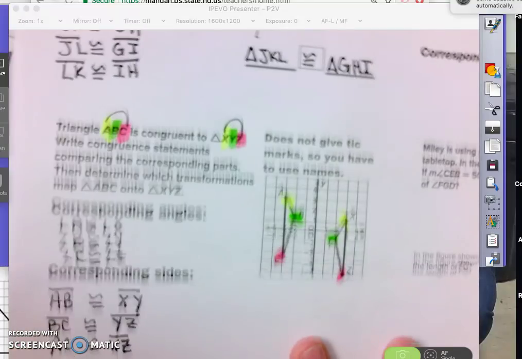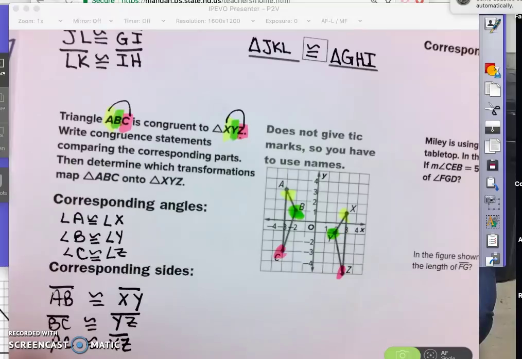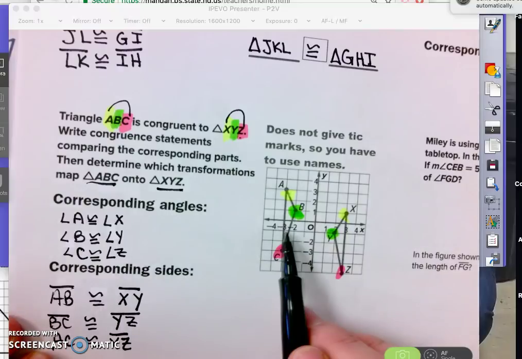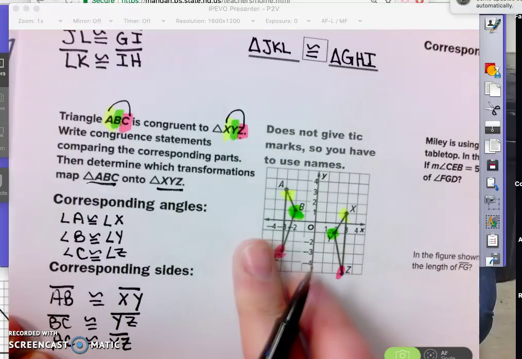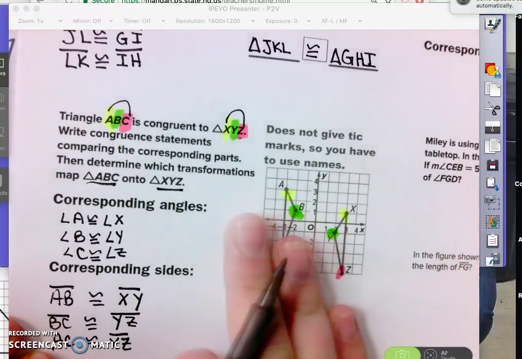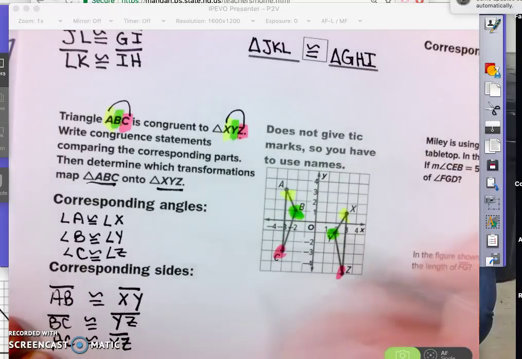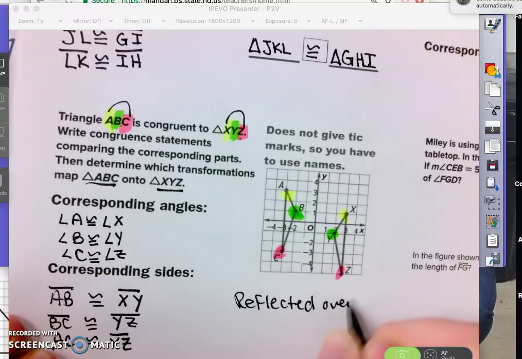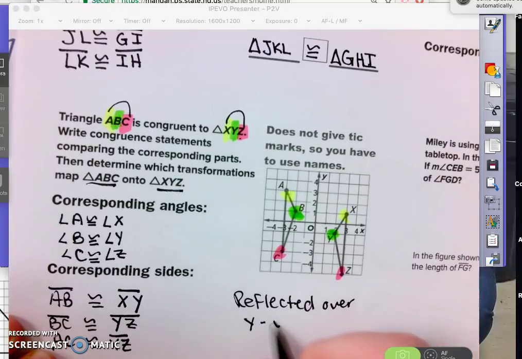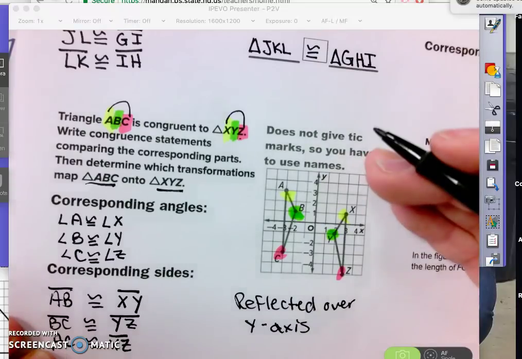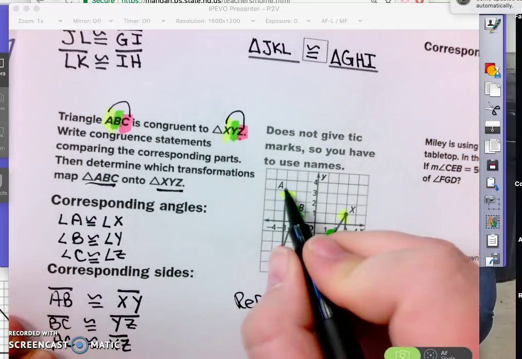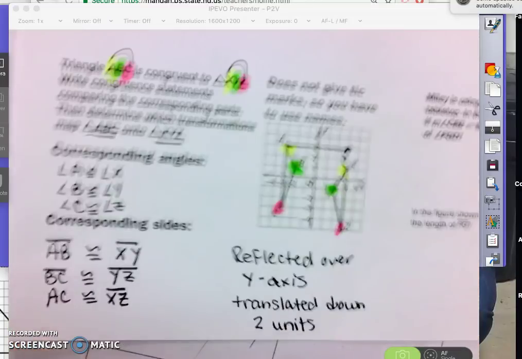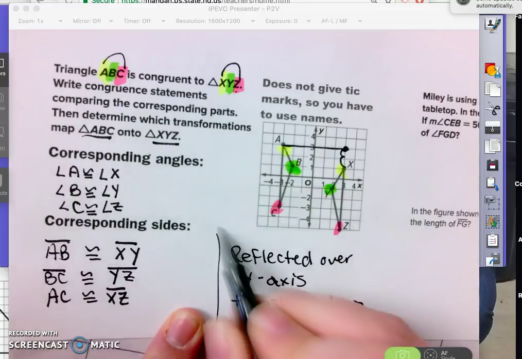Okay, and then write a congruent statement. Oh, we already wrote that, but now we want to figure out how it is getting from here to here. Well, first it's reflected or flipped over the y-axis, and then it's translated down. So if I look here, it would be to here, and it's translated down 2 units. So don't forget this.